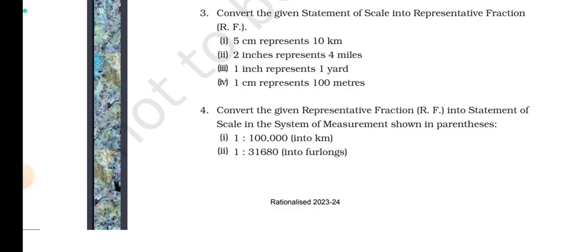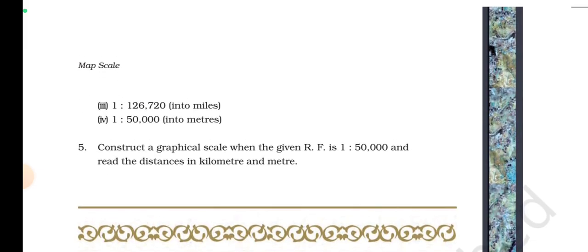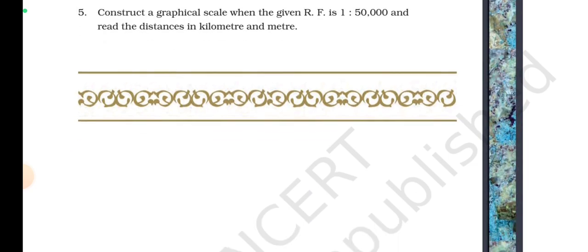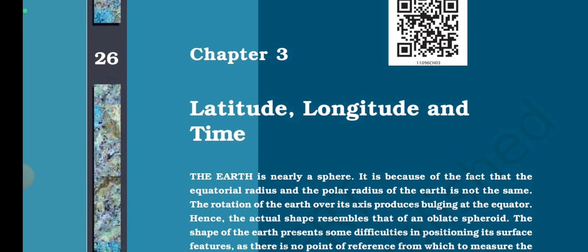So you can solve these questions. Convert the given statement of scale into representative fraction. Convert the given representative fraction into statement of scale in the system of measurement shown in parentheses. And construct a graphical scale when the given RF is 1 is to 50,000 and read the distance in kilometers and meters. So here ends chapter number 2.